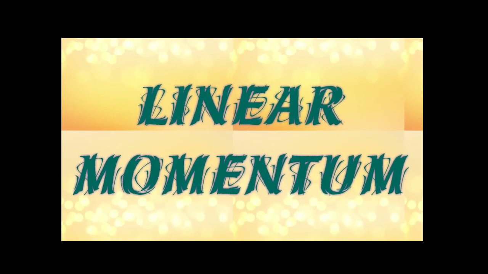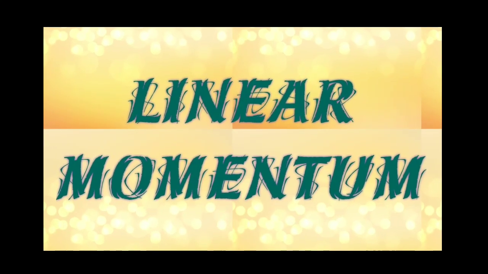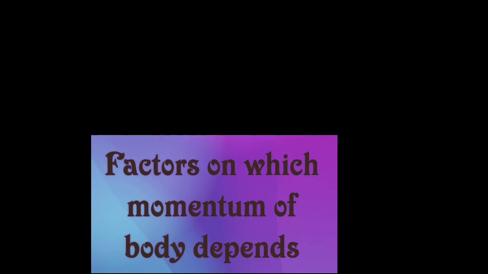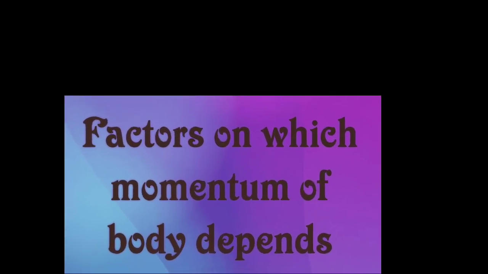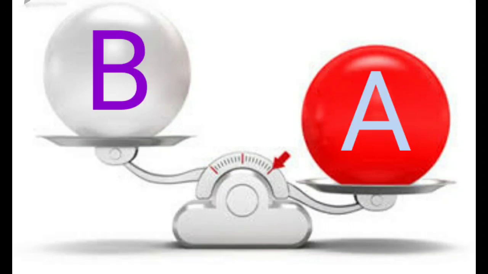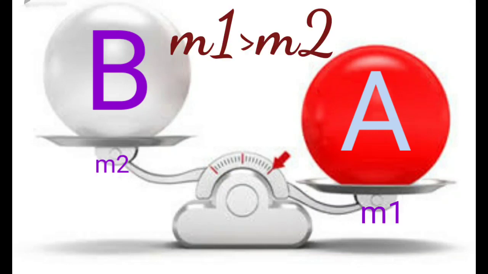Actually students, the quantity of motion contained in a body is known as the linear momentum of the body. Let us find on what factors the momentum of a body depends. So students, consider two balls A and B. Let the ball A be heavier than the ball B. That is, the mass of ball A, m1, is greater than the mass of ball B, m2.